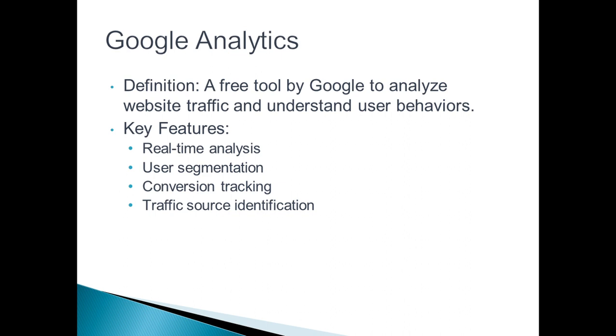Traffic source identification means from how many sources the people are reaching your website. Either they come from Google search, or from a referral, or they are visiting some other web page and from there they came to your website. So these are the different traffic source identifications.